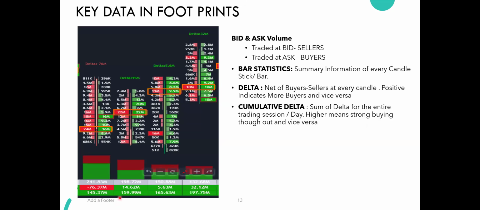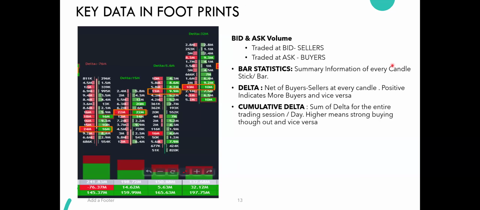So if the cumulative delta here was 145 and in this candle the delta was 14.5 or 15, whatever you call it, the cumulative delta will be 145 plus 15, about 160. It keeps on adding up. If there are more buyers, the cumulative delta keeps going up. If there are more sellers, the cumulative delta starts going down.